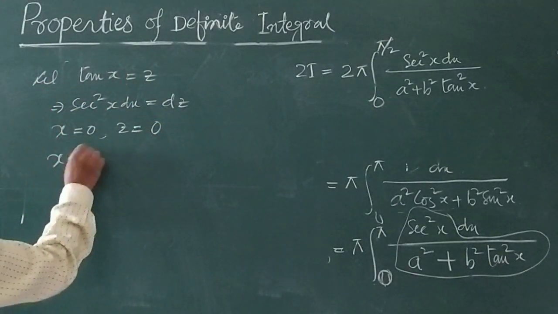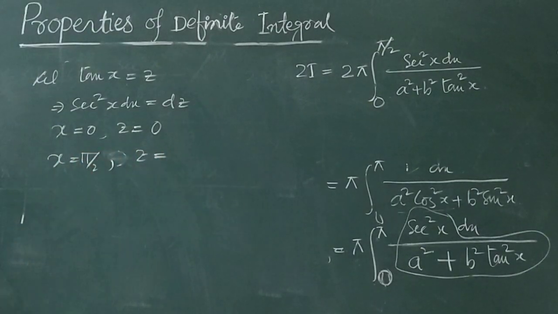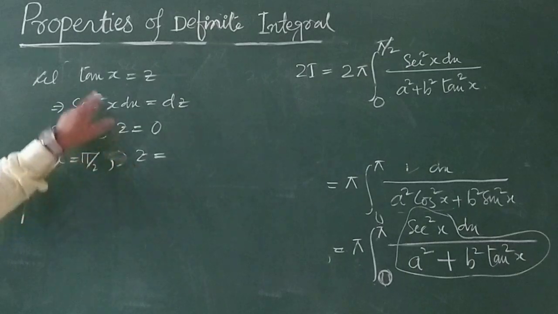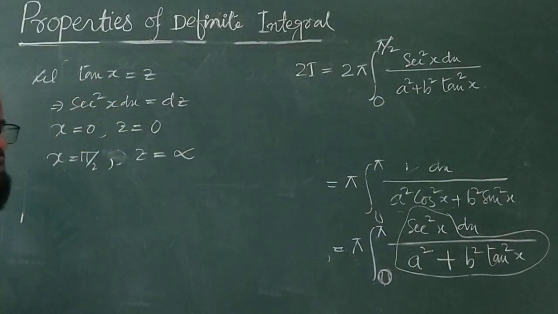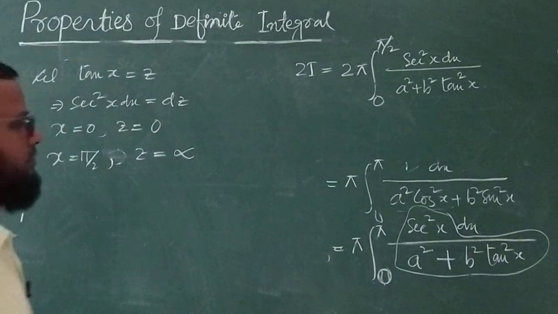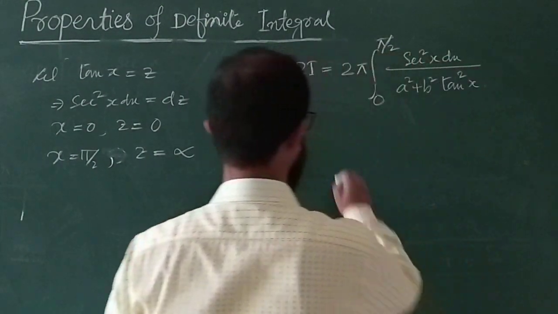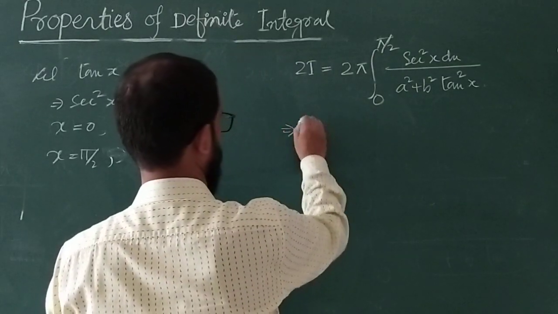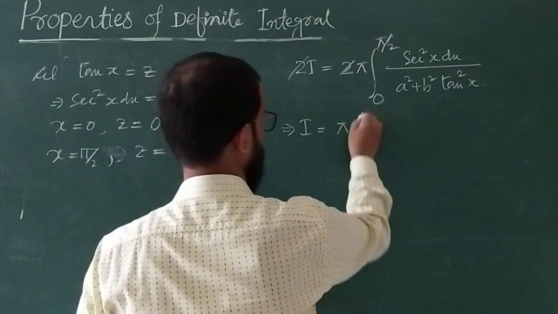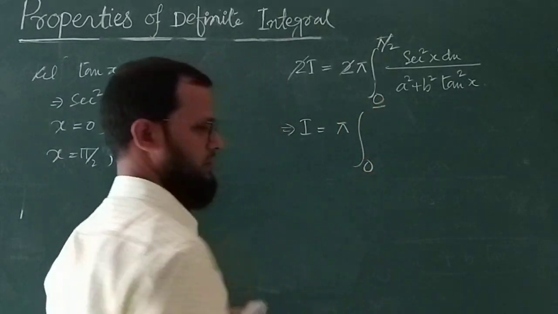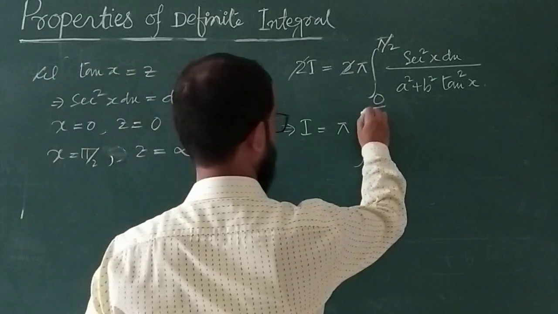x equals π/2 implies what is z? When x is equal to π/2, tan π/2 is equal to what? Infinity. You know that tan 90 degrees is equal to infinity, and therefore your integral becomes, I equal to π times the integration, the limit for 0 is 0, and for π/2 the limit changes to infinity.